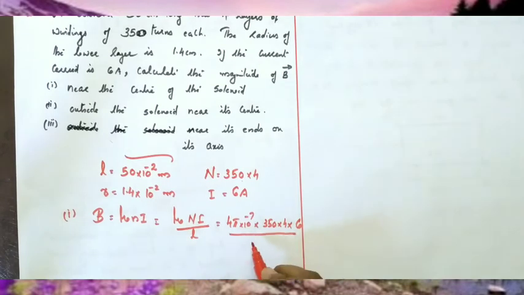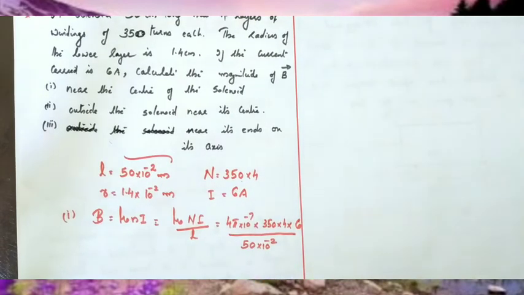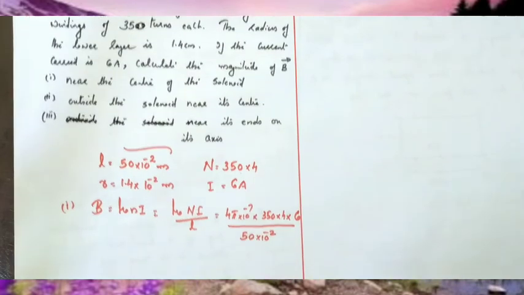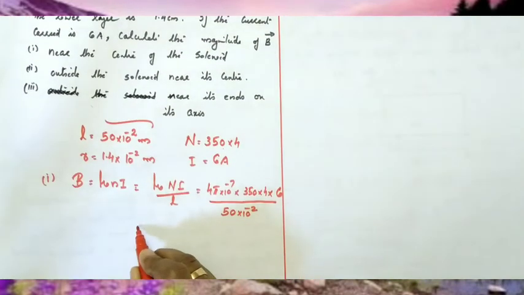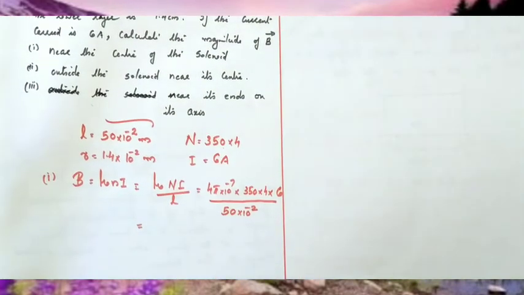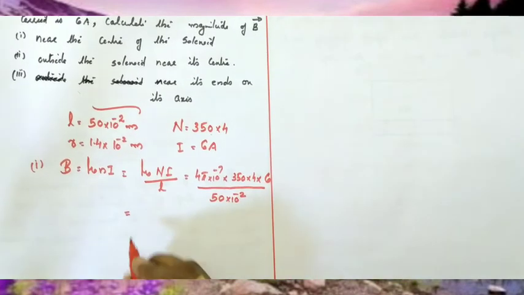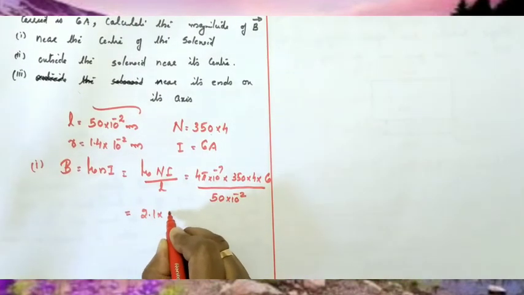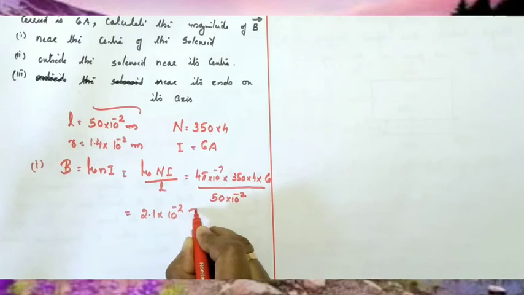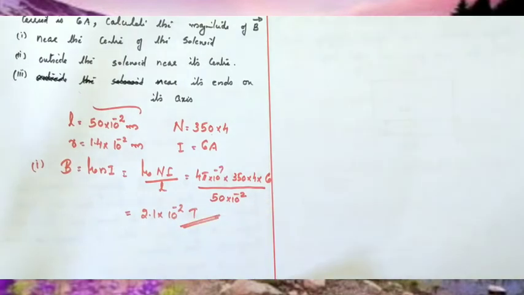What is the length given? 50 into 10 raised to minus 2. Okay, so the value of radius is not needed here. Substituting, we will get the answer as 2.1 into 10 raised to minus 2 Tesla. That is the magnetic field inside the solenoid.